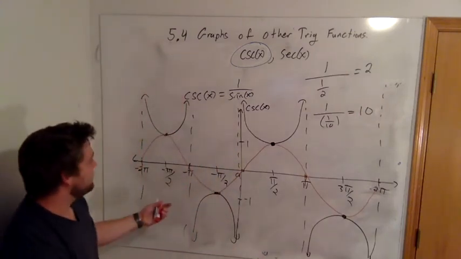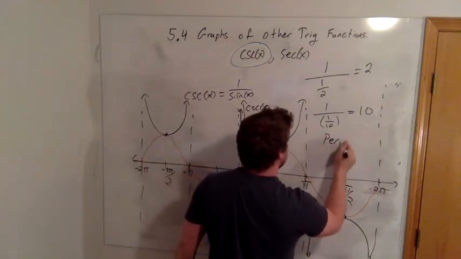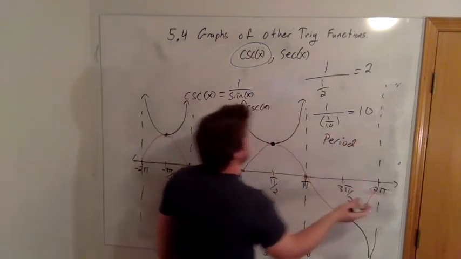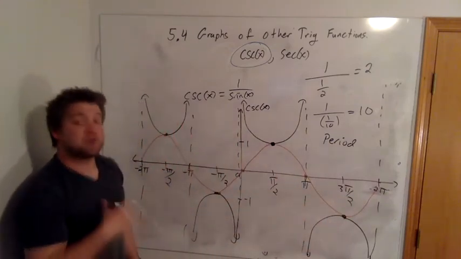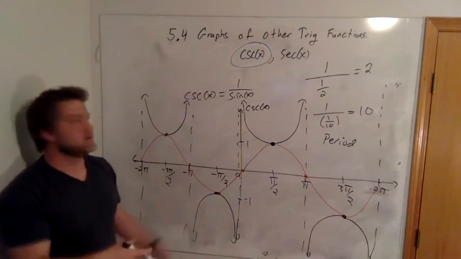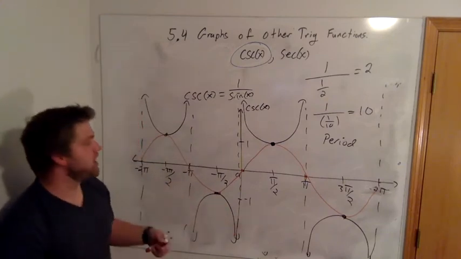Okay, so another thing to notice is the period. I forgot to mention it when we did cotangent. The period for cotangent should also be pi. The period of tangent is pi. The period of cotangent should also be pi.